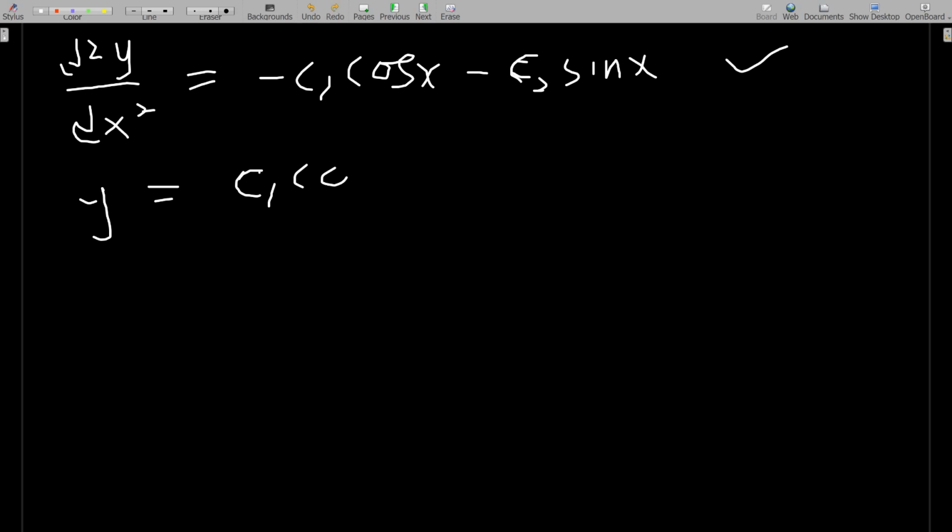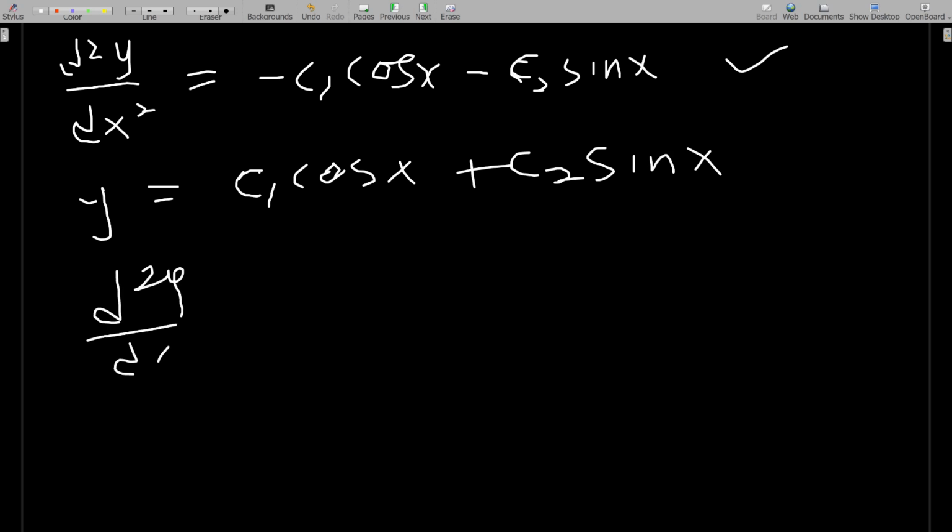C1 cos x, okay, cos x plus C2 sine x. And the differential equation is d squared y over dx squared plus y should give me 0.